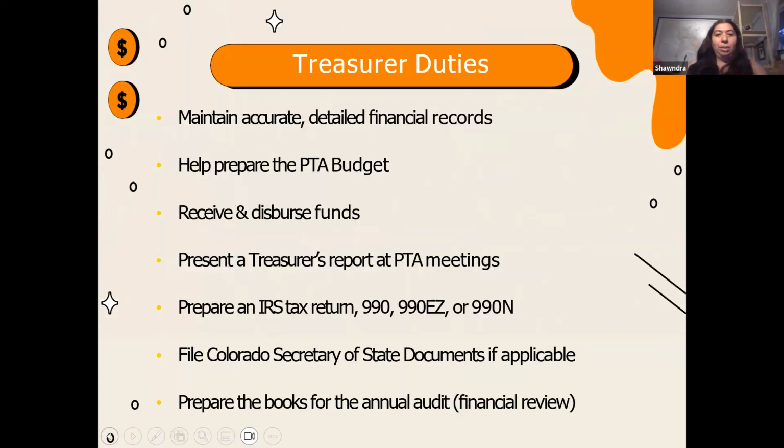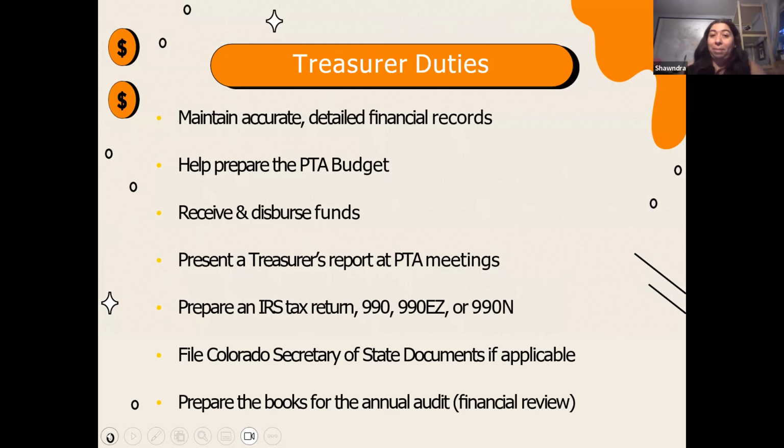All right, so there's a list of main duties that lay out what the treasurer needs to do. First of all, your first duty is to maintain accurate, detailed financial records. Again, it's all about transparency, showing folks that we're being accountable with their money.